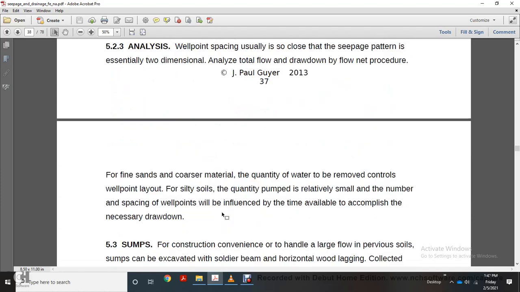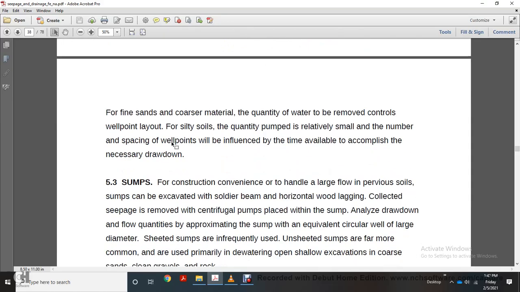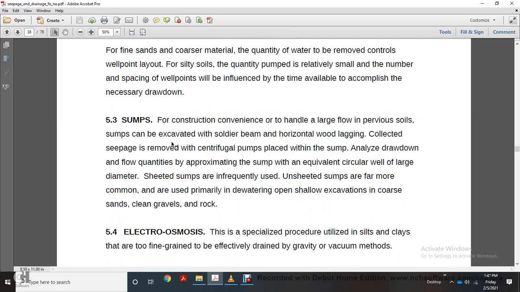For fine sand with coarser material, the quantity of water removed controls the well point layout. For silty soil, the quantity pumped is relatively small, and the well point spacing will be influenced by the time available to accomplish the necessary drawdown. For construction convenience, sumps can handle the large flow in pervious soils that can be excavated with a solid or soldier beam.